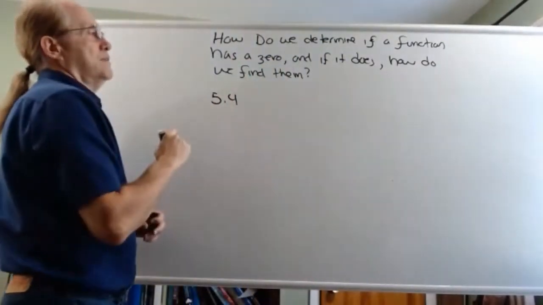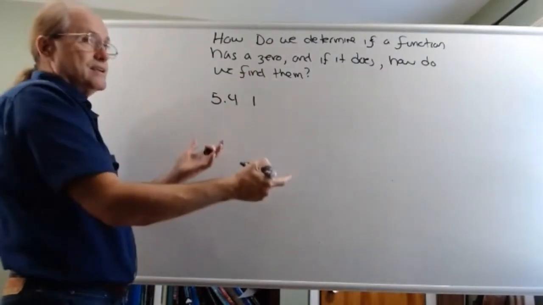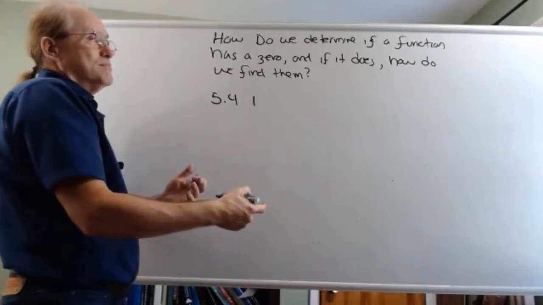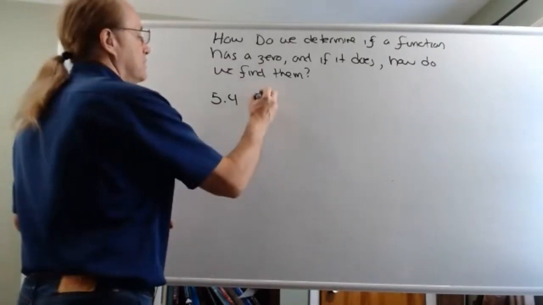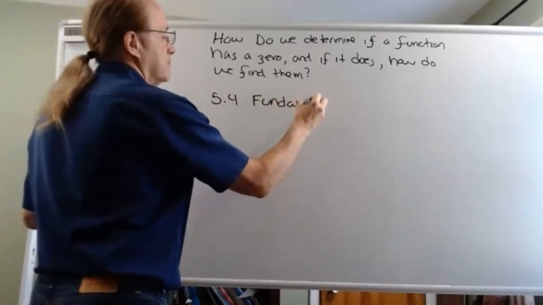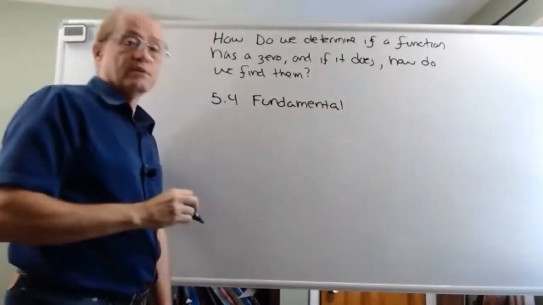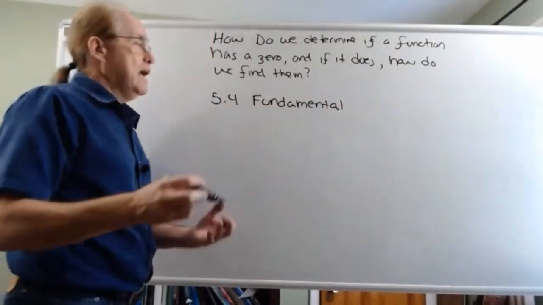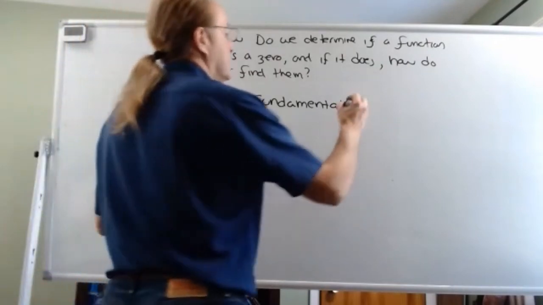So the answer to this is something called the fundamental theorem of algebra. It's not so much how to find it. It tells you what you need to do, and then we're going to develop the techniques for finding it. But this is all about the fundamental theorem of algebra. It's like the fundamental theorem of arithmetic, that any number can be factored into its prime factors.